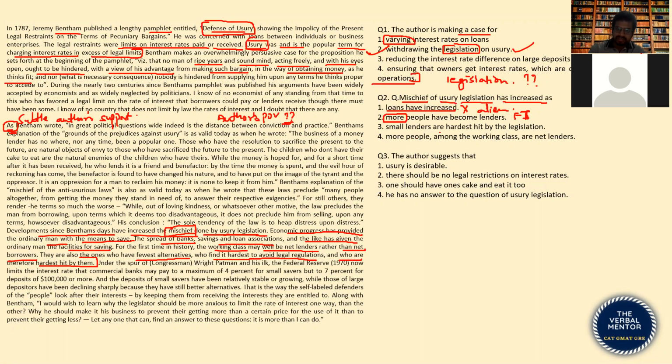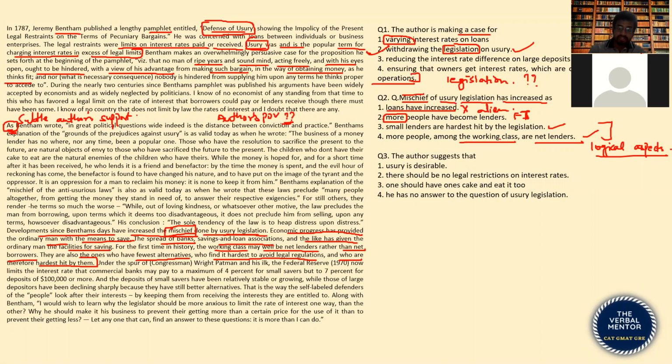Option three, small lenders are hardest hit by the legislation. Could be the answer. The small lenders are hardest hit, and that is why mischief has increased over the years, maybe. More people among the working class are net lenders. This is also factually true, factually correct. So I'm now stuck between 3 and 4. I'll have to examine the logical aspects of the question and then choose the correct answer.